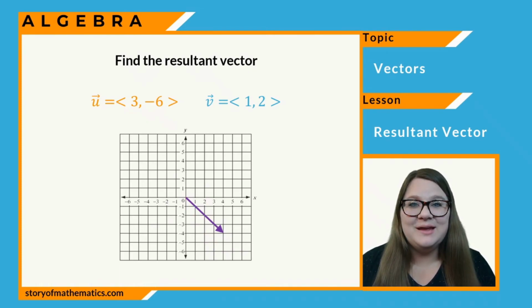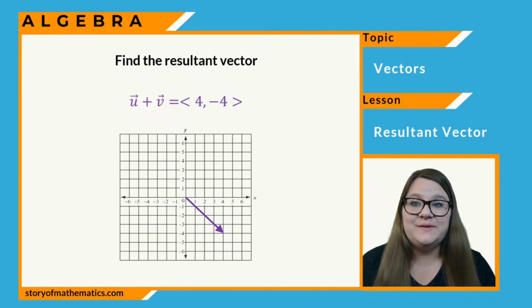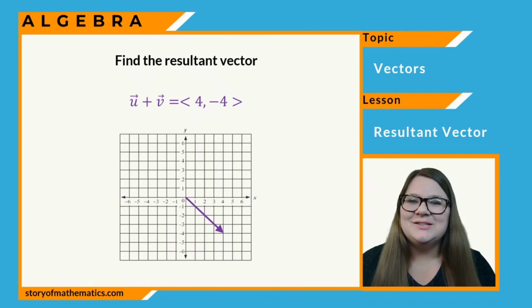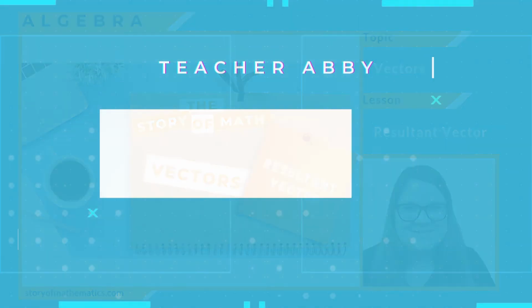When we're looking at it, we can see to draw this, we would need to go right 4 and down 4. So u plus v, or the resultant vector, is 4, negative 4. So whether you want to find the resultant vector algebraically or graphically, you now have the tools.